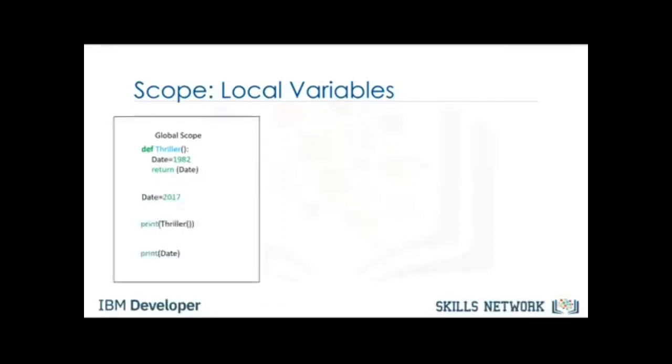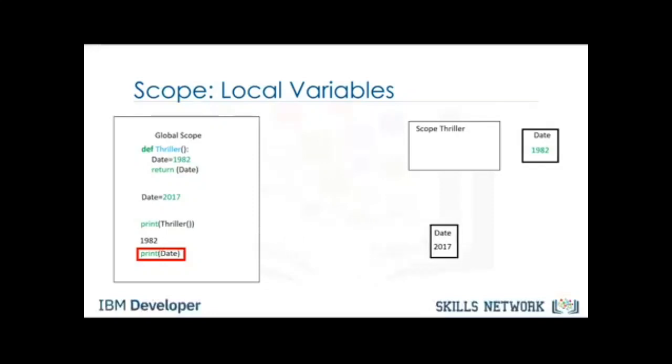Variables inside the global scope can have the same name as variables in the local scope, with no conflict. Consider the function thriller. The local variable date is set to 1982. The global variable date is set to 2017. When we call the function, we create a new scope. Within that scope, the value of the date is set to 1982. If we call the function, it returns the value of date in the local scope, in this case 1982. When we print in the global scope, we use the global variable value. The global value of the variable is 2017. Therefore, the value is set to 2017.